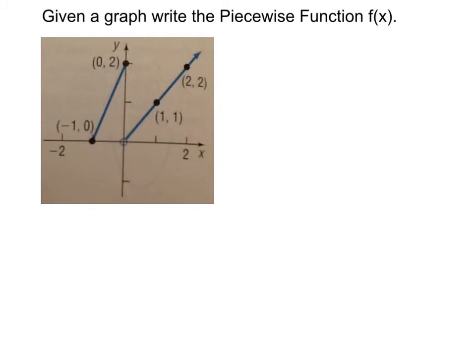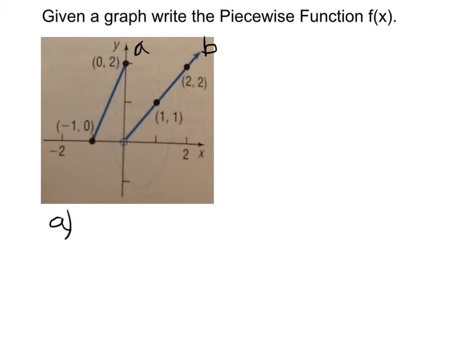Okay, lastly, we are given a graph and we want to write the piecewise function. So first things first, we need to write the equations and then we can figure out the domain from there. So I'm going to start with the left function, A, and then the right function, B. They both look linear to me, so we'll just treat them like that.